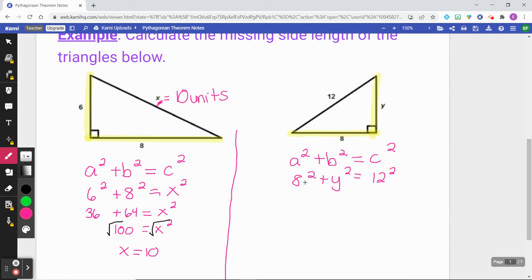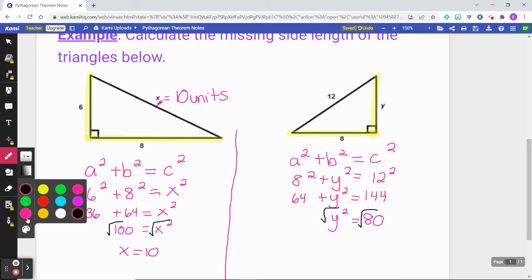And doing some math here, 8 squared is 64. 12 squared is 144. Subtract, and we get 80. So again, when we go to take the square root of both sides in order to solve, we can just say that our final answer, and this very much depends on what your teacher is looking for, if we want the exact answer, it's the square root of 80.